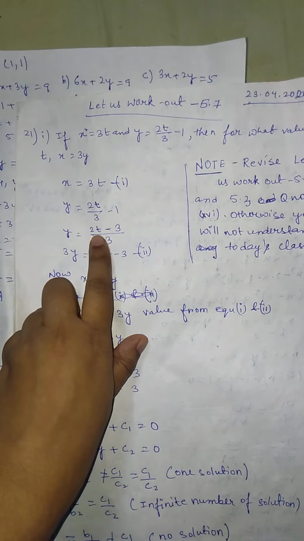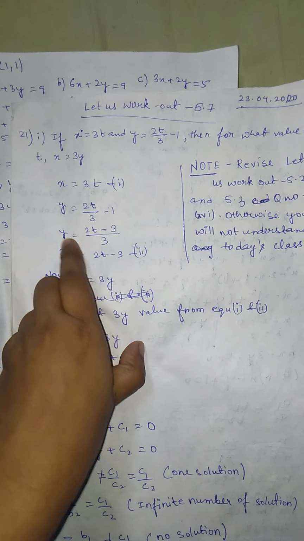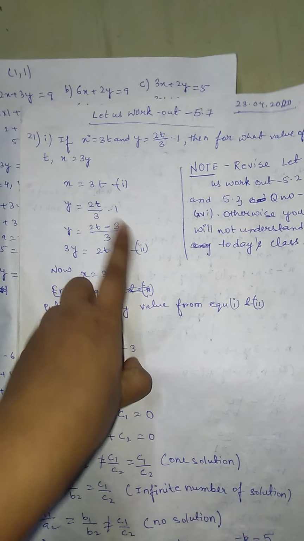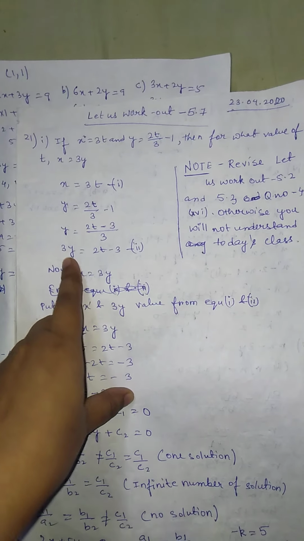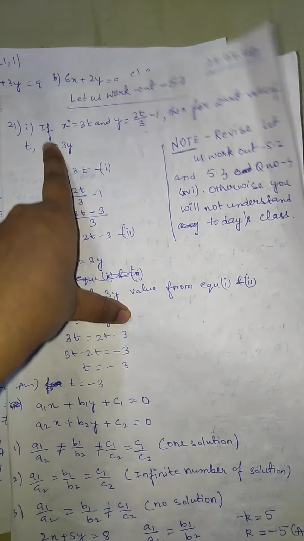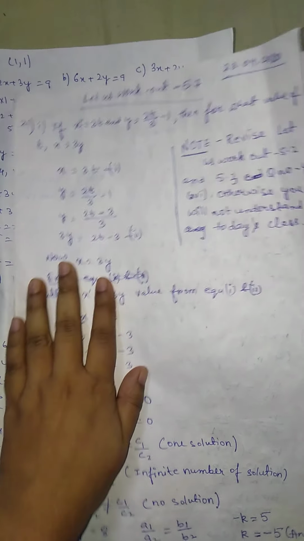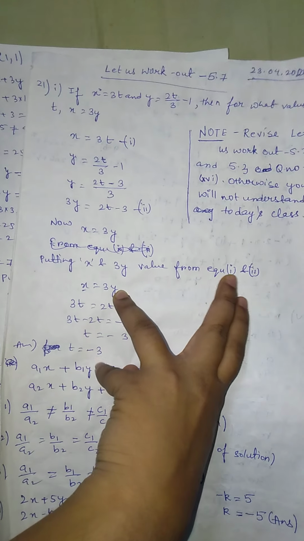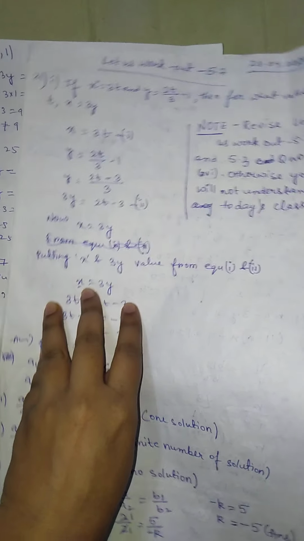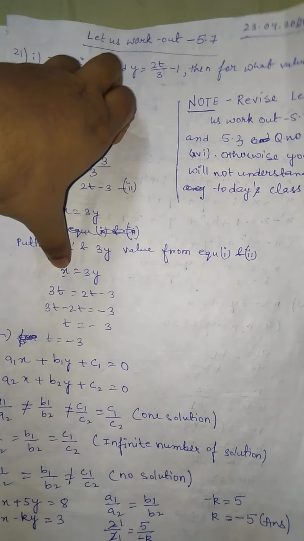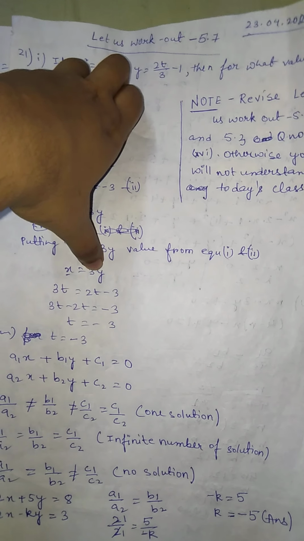Now you are getting y equals 2t minus 3 by 3. This 3 will go this side, it will become 3y equals 2t minus 3. Equation 2. Now what is given to you here? x equals 3y. You will write x equals 3y, putting x and 3y values from equation 1 and 2. What is the value of x? 3t. And what is the value of 3y? 2t minus 3. So in place of x I am writing 3t, in place of 3y I am writing 2t minus 3.